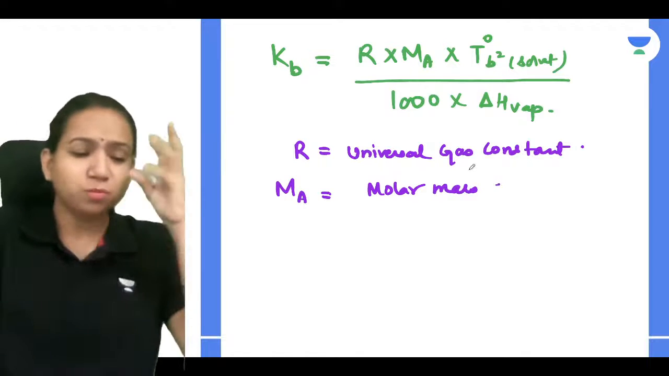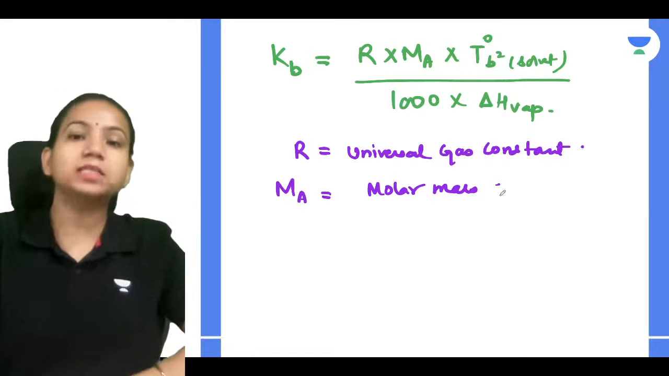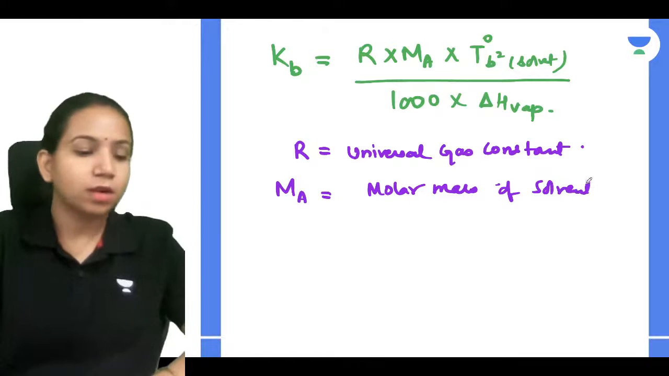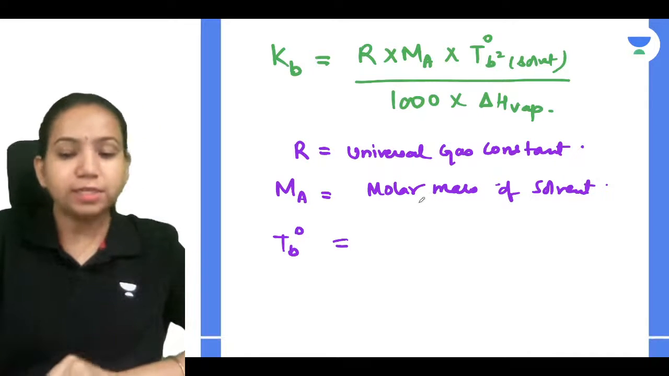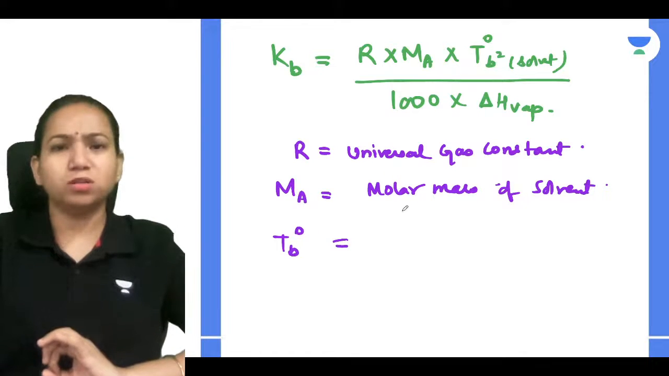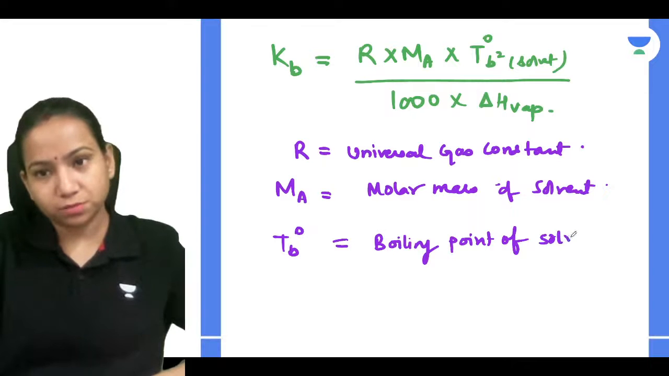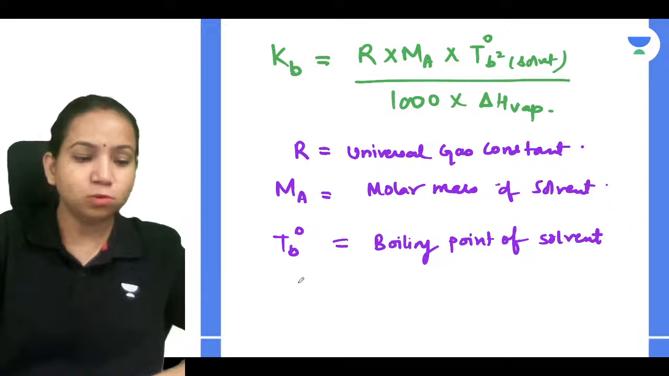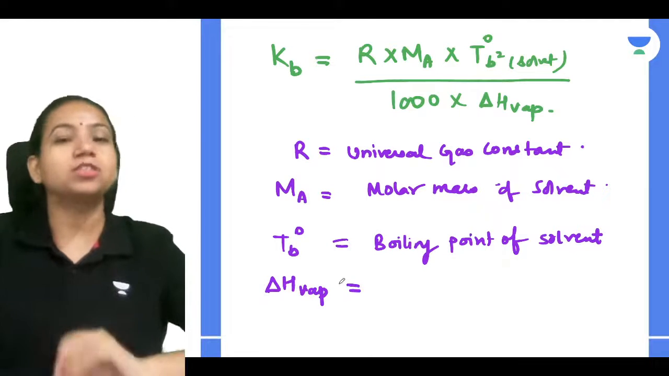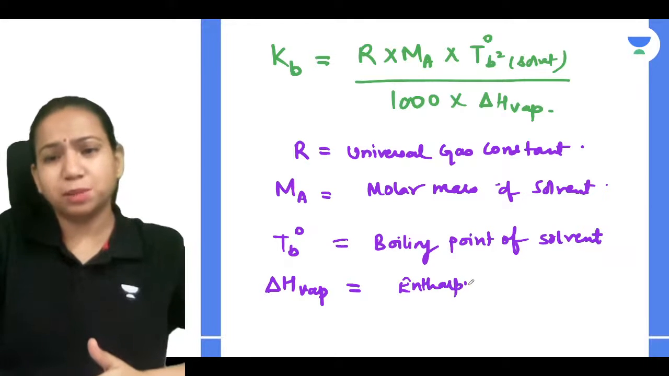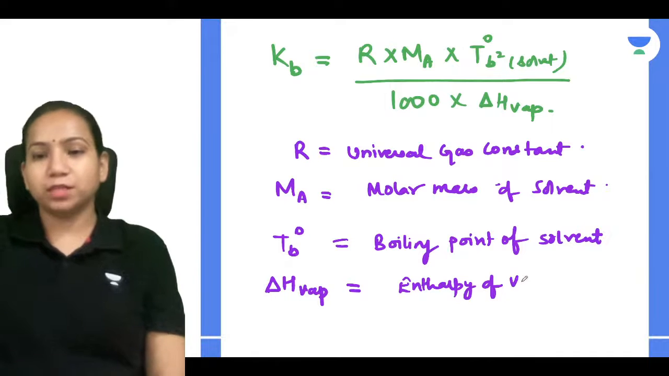Generally you don't get a question from this formula, but this is just for information on how you get the Kb. So R is the universal gas constant, Ma is the molar mass of solvent. Then you have Tb naught. Can anyone tell what that is? It is the boiling point of solvent. Then you have 1000, which is just a number. Then delta H vaporization. What is enthalpy of vaporization? It is the change in enthalpy that occurs when 1 mole of liquid gets vaporized to the gaseous state, obviously.